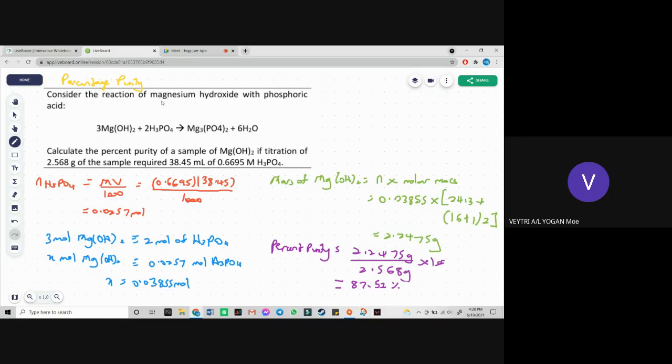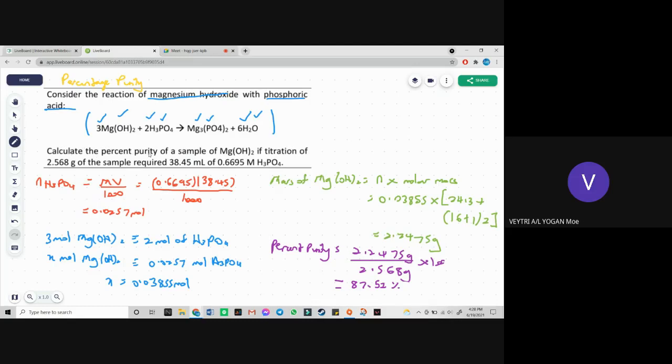Consider the reaction of magnesium hydroxide with phosphoric acid. Okay, dia dah bagi equation. What you gotta do? You gotta make sure everything is balanced. Okay, over here, magnesium 3, 3, okay, balance. Phosphorus 1, 2 phosphorus over here, 2 phosphorus over here. Oxygen we have 8, 14. Okay, oxygen is balanced, hydrogen is balanced too. Okay, so maksud dia equation ni telah balanced. Alright, let's have a look at the question.